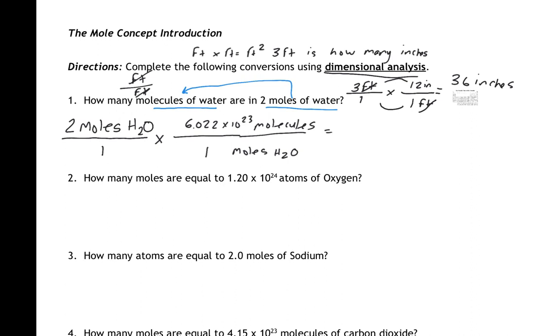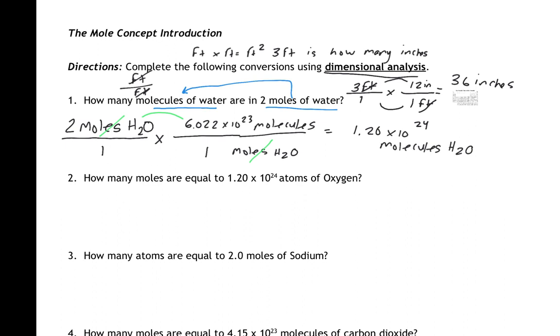And then our units, moles, cancel with moles. And now we're going to multiply 6.022 times 10 to the 23rd power in our calculator times 2 moles. And then we're going to get our final answer. Then our answer here is 1.20 times 10 to the 24th power. And the units are molecules of H2O.